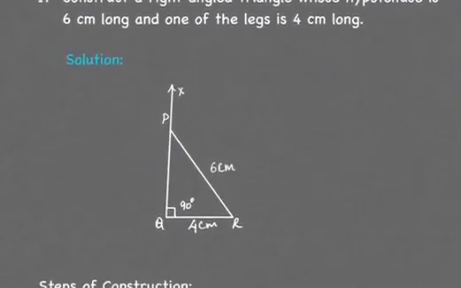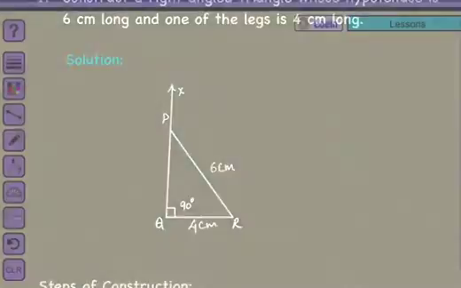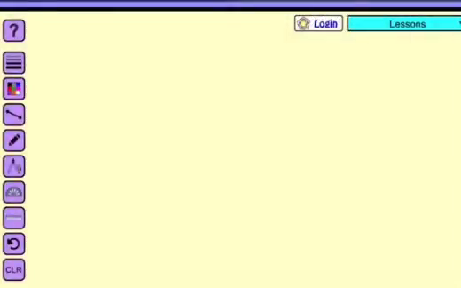We have just drawn a rough diagram to start off. We'll start constructing now. Before constructing, let's start with a rough diagram. We are supposed to construct a right-angled triangle, so we will have a right-angled triangle drawn.